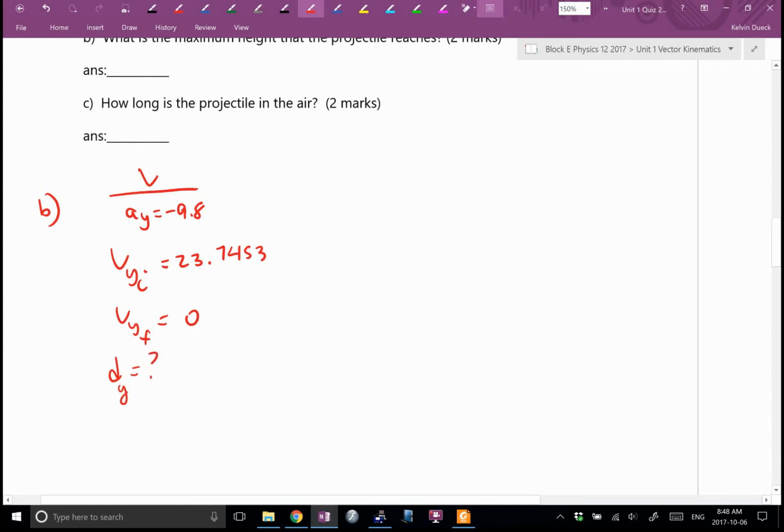I think I'm going to use VF squared equals VI squared plus 2AD. Is that right? I'm going to go D equals VF squared minus VI squared all over 2A. By the way, that wasn't C that I just did either. I hope you didn't say that that was the answer for C, because that's only half of the trip.